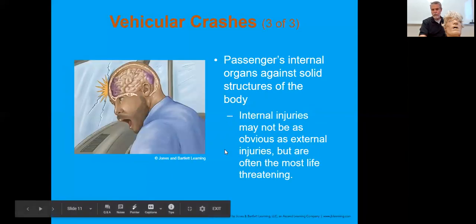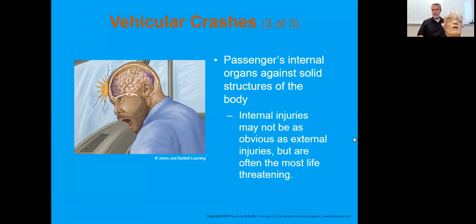Now, the last part that happens when the vehicle crashes is the internal organs against the solid structures of the body. If this is the person you see in the picture and he hits his head, what's going to happen to that brain? Is it going to shear? Is it going to hit the front part of that? That's something referred to as a coup contrecoup injury, and it's always something you have to be aware of. It's why it's so important, when you scan that vehicle, to look at the windshield. Is there any starring, also referred to as a spider web? That is a clear indication that the person's head came in contact with the glass.